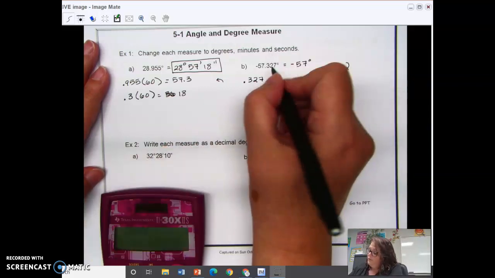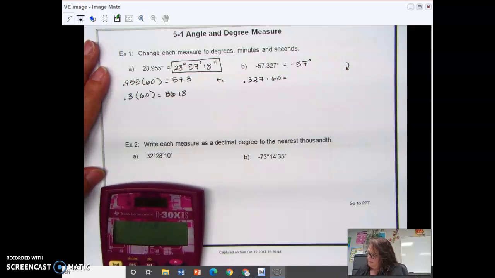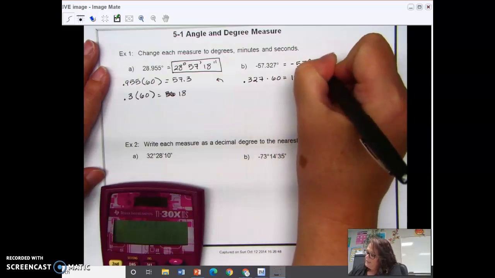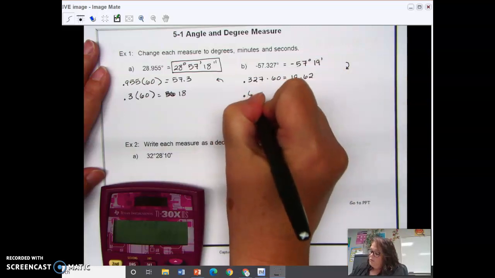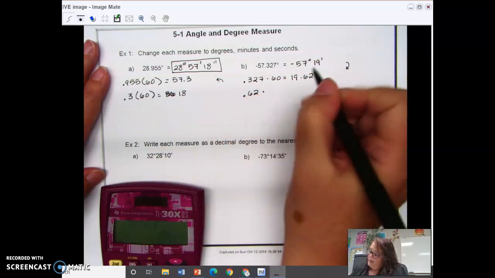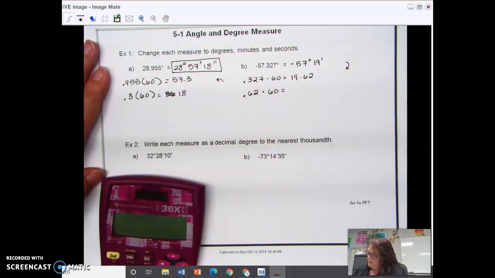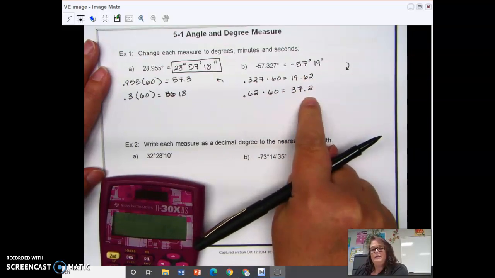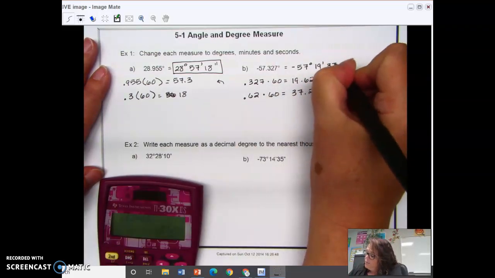All right, so if we multiply this by 60, 0.327 times 60 gives me 19.62. So I have 19 full minutes, but then I have this 0.62 left over. So if I take that 0.62 and I multiply it by 60 again, we're going to get 37.2. And I realize that I have a decimal on there, but there is no smaller amount than a second. So we can say 37.2 seconds.